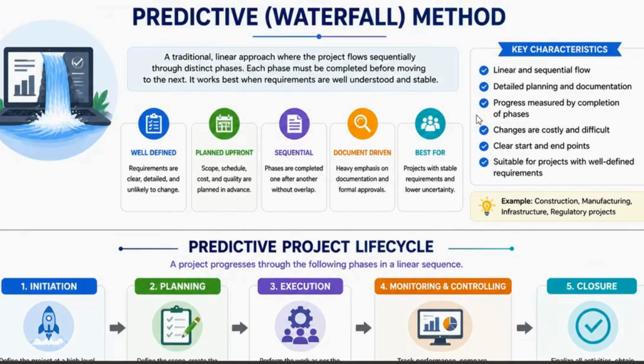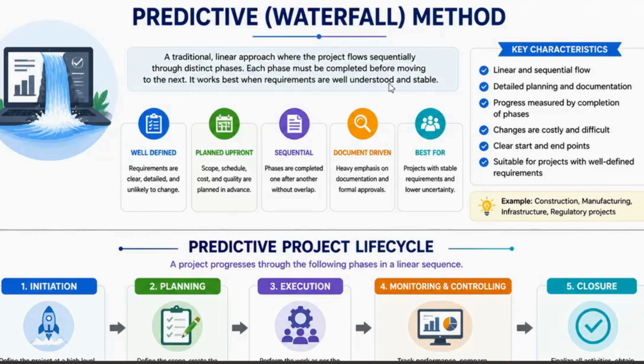Predictive method is also called the waterfall method, a traditional linear approach where projects flow sequentially through distinct phases. Each phase must be completed before moving to the next. It works best when the requirements are well understood and stable. Basically, a traditional or predictive method is a linear approach where it will fall from A to Z.